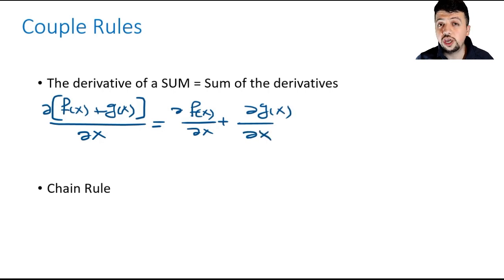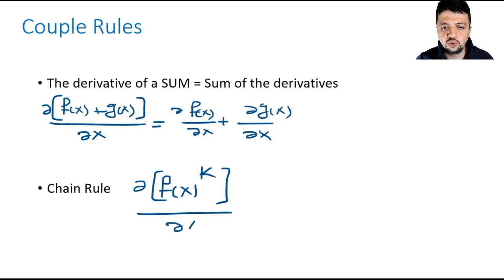Rule number 2 is the chain rule. The particular part of the chain rule that I'm interested in here is that, let's say you have a function of x to the power of some k. Now you want to take the derivative of this entire thing with respect to x. The rule says k comes down, times f of x to the power k minus 1, times the derivative of f of x with respect to x.